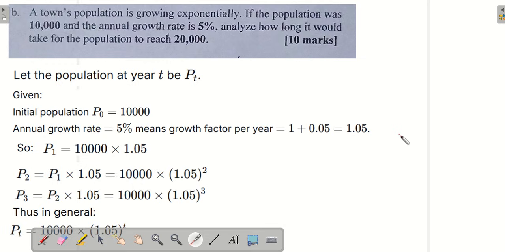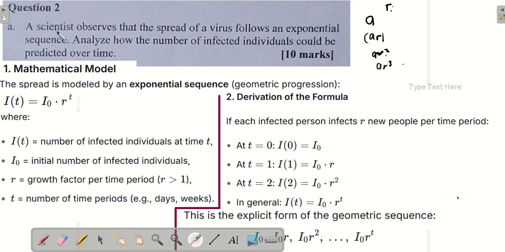Alright. So that is exactly what the question was asking us. A scientist observed that the spread of a virus follows an exponential sequence. So just analyze how the number of infected persons could be predicted over time. They didn't give you any specific question. So you are just modeling and explaining the concept, how you will model this. That is so.